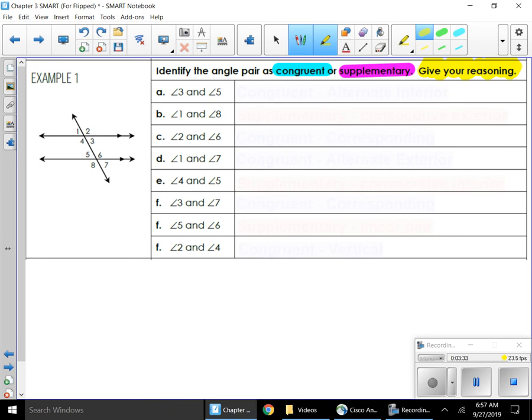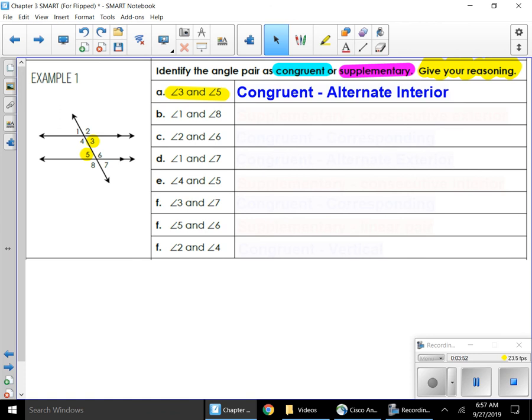So let's look at the first one, angle 3 and angle 5. Notice they're on opposite sides of the transversal, so they're alternate, and they are between the two parallel lines, so they are interior. Alternate interior angles are congruent. That's all there is to it, just identifying the angle pair and then looking at your notes, are they congruent or supplementary? Let's jump down one, angles 1 and 8. Now those are on the same side of the transversal, so they're consecutive. They're also both outside, so they are consecutive exterior, which makes them supplementary. Consecutive exterior angles are supplementary.